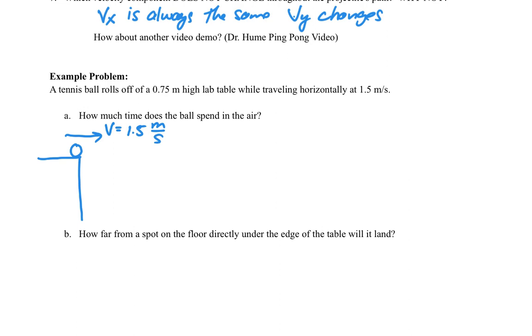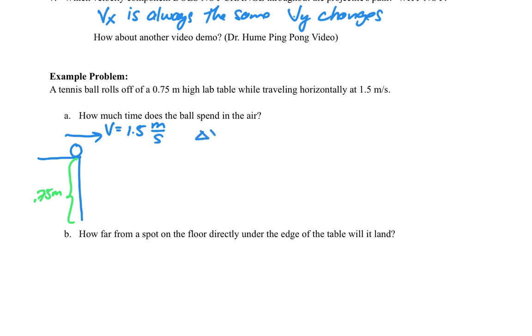I can say, well, the table, they told me, is 0.75 meters. And we want to know how much time the ball spends in the air. So here's what we're going to do. We're going to do a bunch of kinematics problems. So hopefully you remember your kinematics equations. But we're going to have to separate out our kinematics problem into two different categories. We're going to do a kinematics problem on the horizontal side, and we're going to do a kinematics problem on the vertical side.